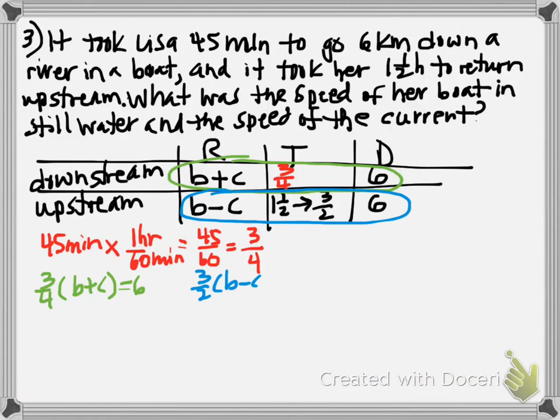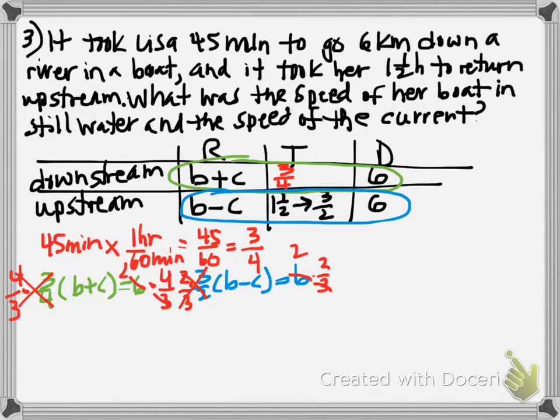3/2 times the quantity b minus c equals 6. Now on these, to clear out the fractions, we're going to multiply both sides by the reciprocal. So I'm going to multiply by 4/3, and this one 2/3. So this goes, and then 3 goes into 6 twice. This goes, and 3 goes into 6 twice.